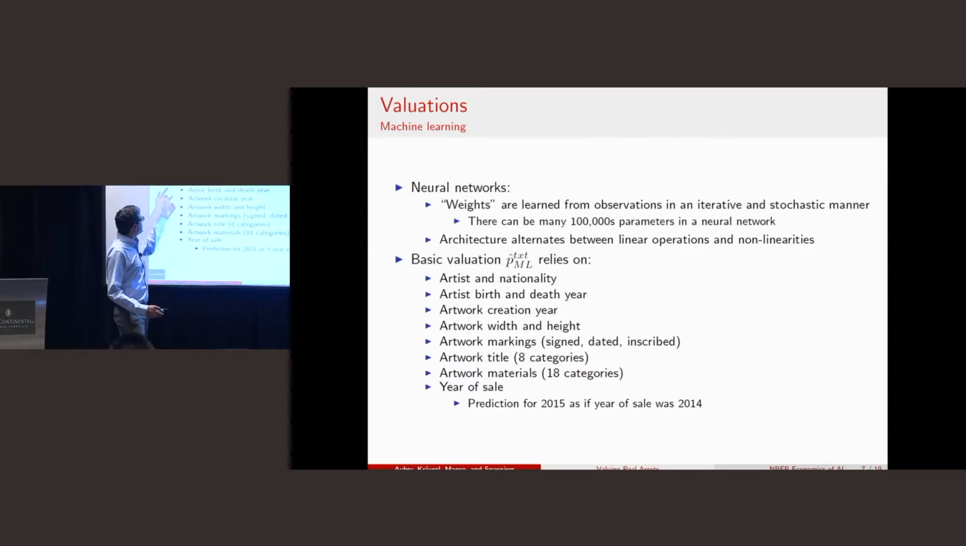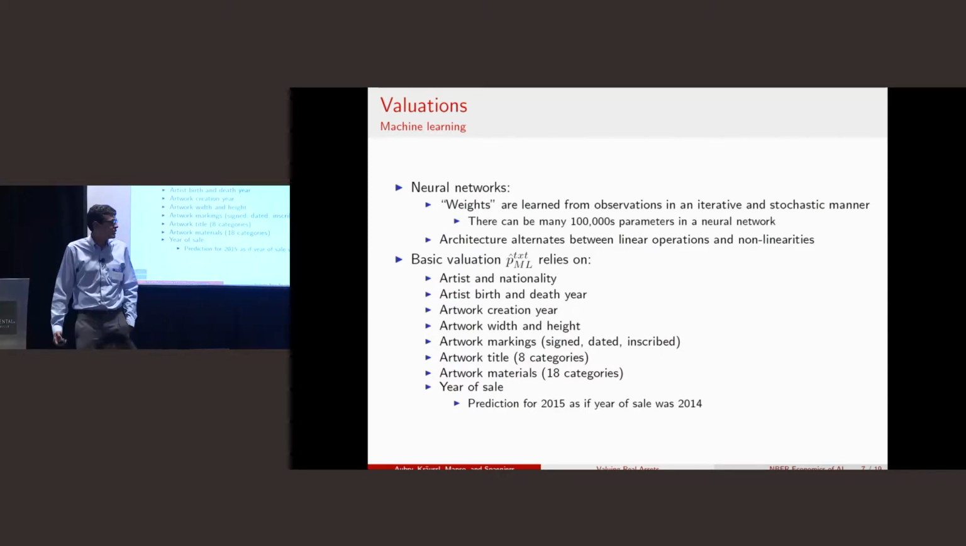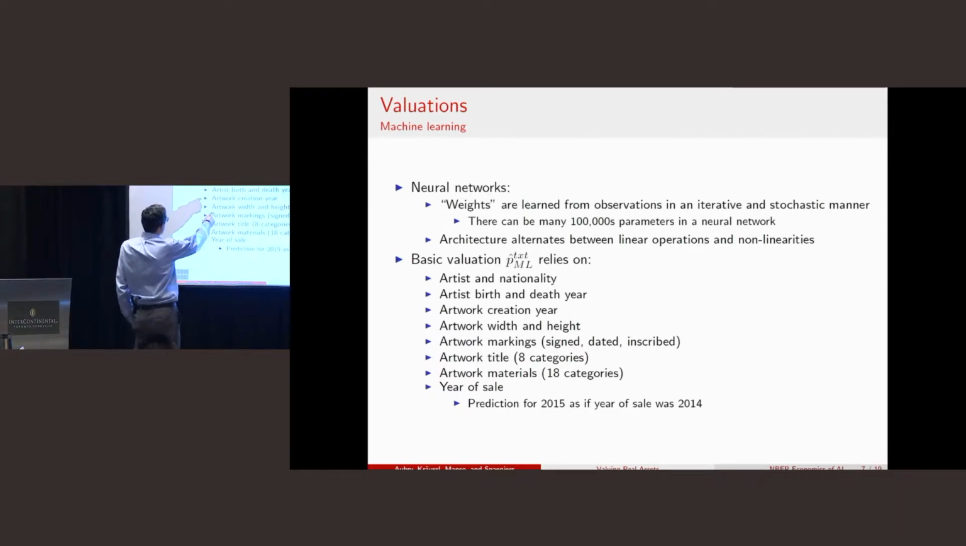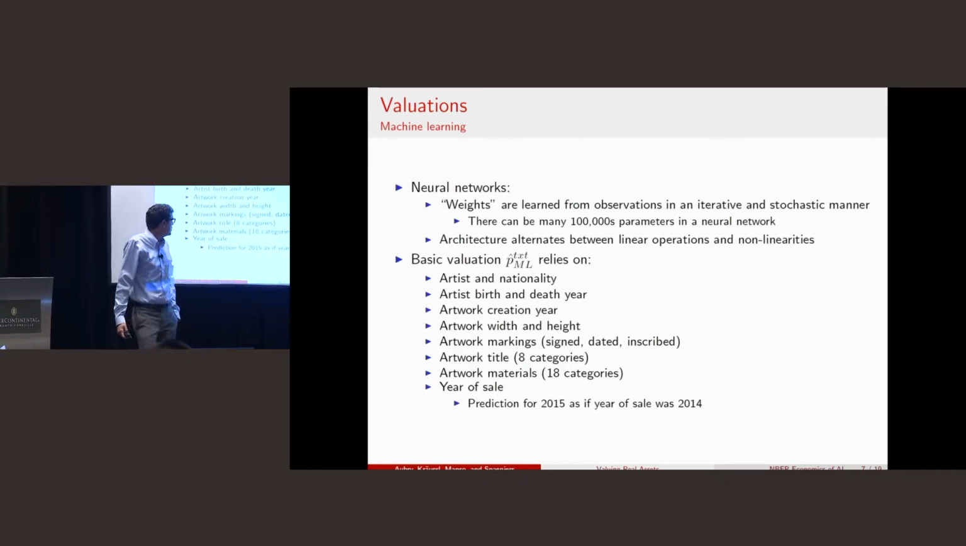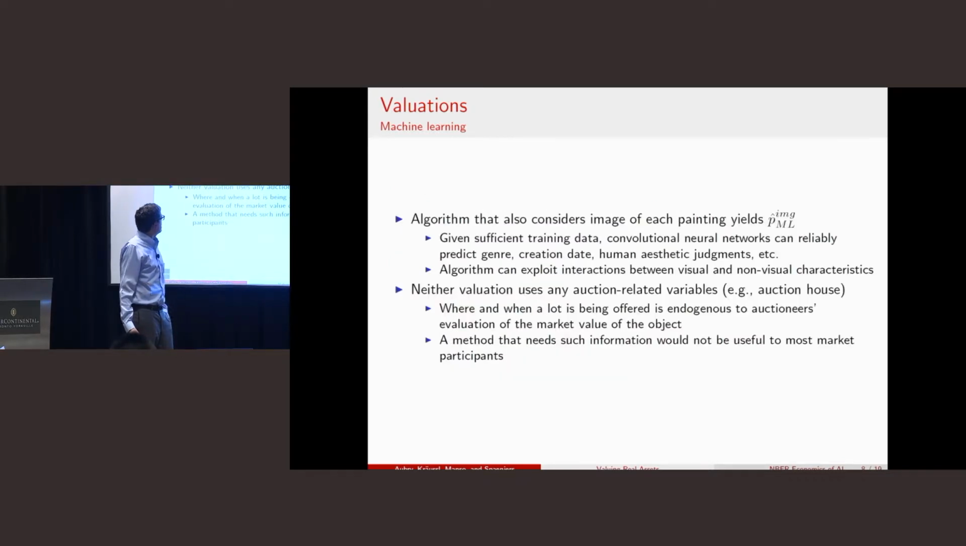We're going to apply neural networks to estimate our machine learning model. For the basic valuation in terms of text, we're going to have artist and nationality, birth and death year, creation year, width and height, markings, title, materials, and year of sale. On top of that, we're going to add the image to the estimation.